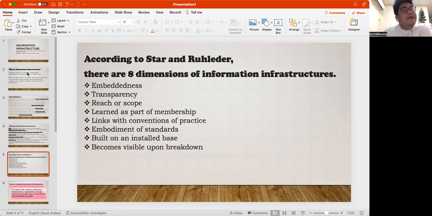So, what are the 8 dimensions of information infrastructures? Medyo nabubulol na po tayo doon. According to Star and Ruhleder, The Ecology of Infrastructure, we have 8 dimensions. Number 1, embeddedness; transparency; reach or scope; learned as part of membership; links with conventions of practice; embodiment of standards; built on an installed base; becomes visible upon breakdown.